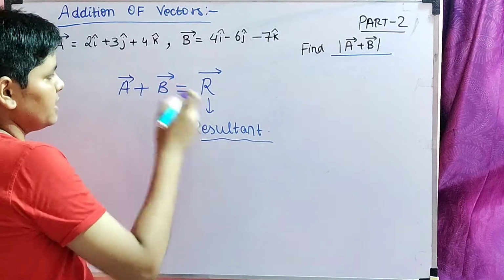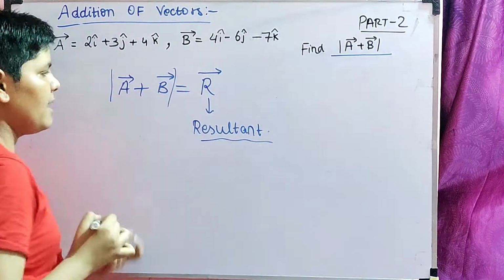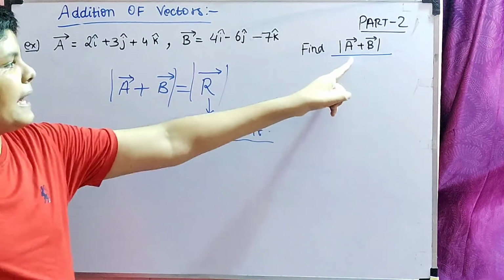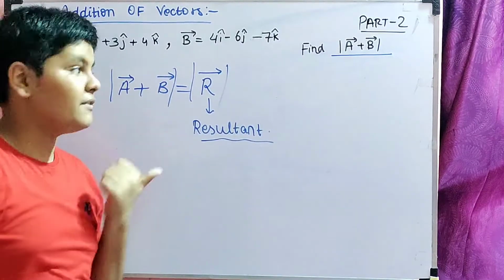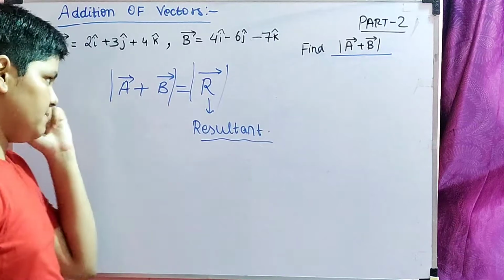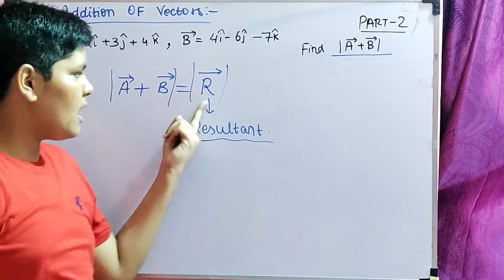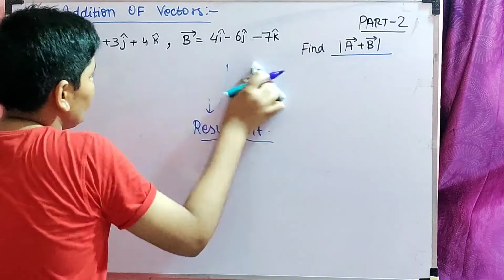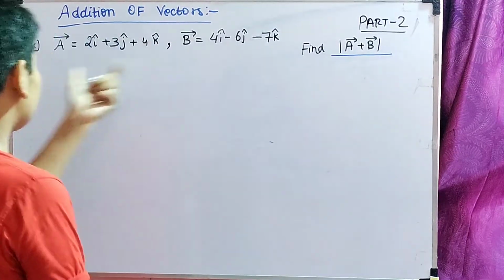So what is the resultant? If you put a bar plus b bar under a mod, it means that you are putting a mod around the resultant bar. So over here, a bar plus b bar is under a mod. It means you have to find the magnitude of a bar plus b bar. a bar plus b bar is equal to R bar, so you have to find the magnitude of R bar. So what is the step? How can you find the magnitude in this question?